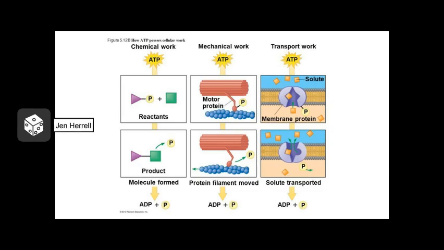So the hydrolysis of ATP into ADP is an exergonic reaction that releases energy that can be used to do cellular work. But how does it do that? Well, to understand how the hydrolysis powers different reactions, you have to think about these phosphate groups.